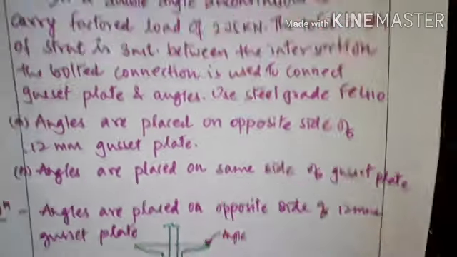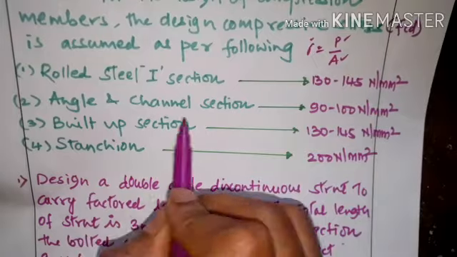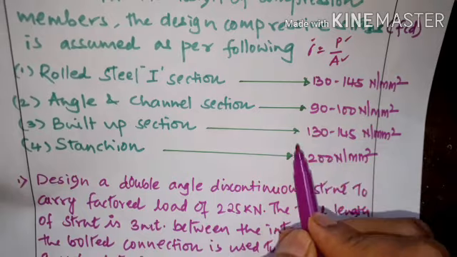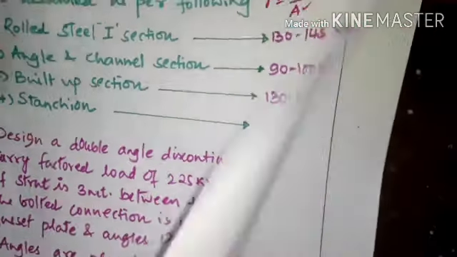Okay, so I'll repeat once again. So when you have to use the angle and the channel section, you have to use the FCD value as, this is again a thumb rule, that is 90 to 100 Newton per mm square. So now we will start with the solution here.